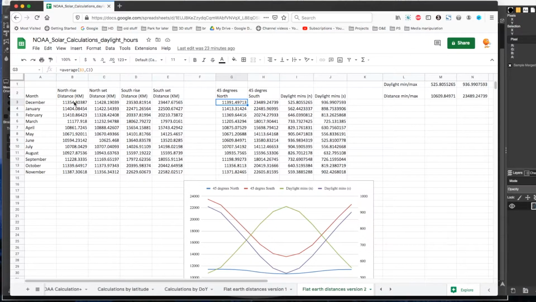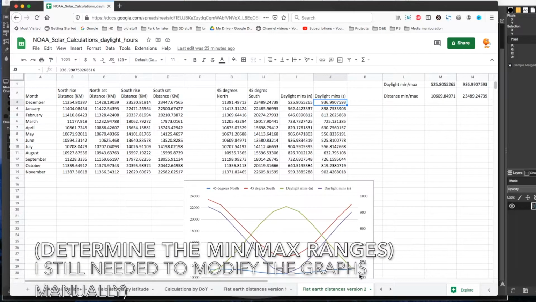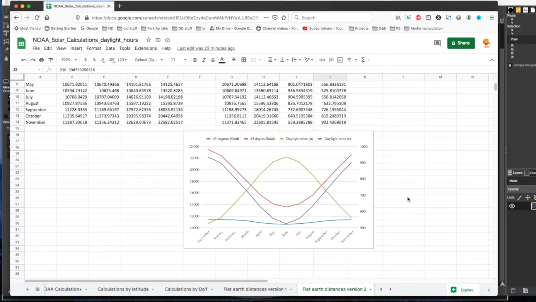I averaged the distance to the subsolar point at sunrise and at sunset, and that becomes the distance at 45 degrees north. I do the same thing again for 45 degrees south, and I also copied the daylight hours expressed in minutes. I used this to be able to specify the vertical axis range, because otherwise it would want to start at 0. And so what does this tell me now?